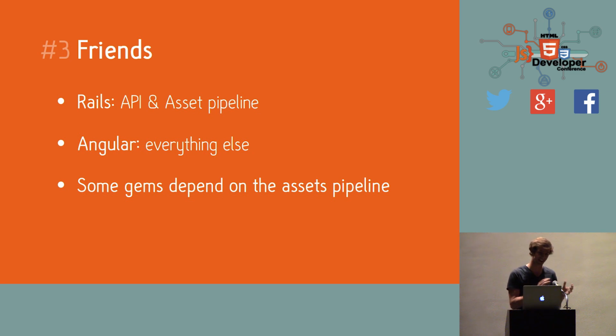It's basically the same thing as the divorce, but we're still using the asset pipeline with some niceties to it. The big reason we had to do that is because some gems that we're using right now still depend on the asset pipeline, for instance Rails admin.